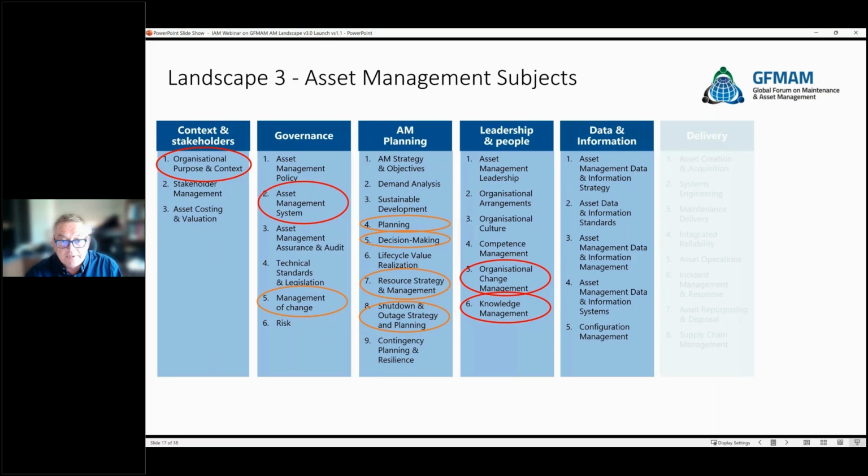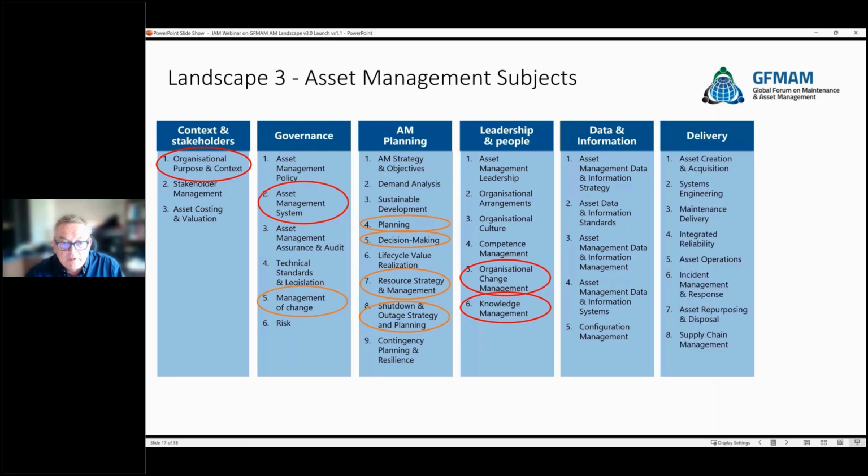Delivery, or what used to be called lifecycle delivery, the first 1, 2, 3, 4, 5, 6 of those are pretty much as they were. Asset repurposing and disposal has been broadened. It used to be asset disposal and asset, I can't remember what it was now. It didn't have repurposing in any way. So it's been broadened to reflect the fact that when assets reach end of life, there needs to be greater consideration about repurposing and the whole circular economy consideration. And then supply chain management, again, largely unchanged.